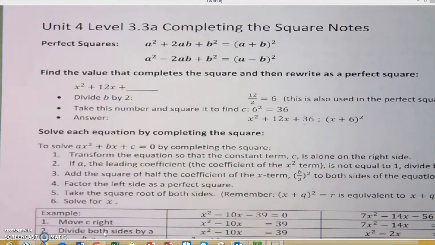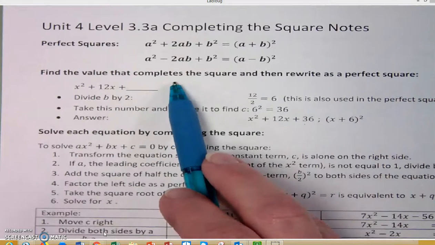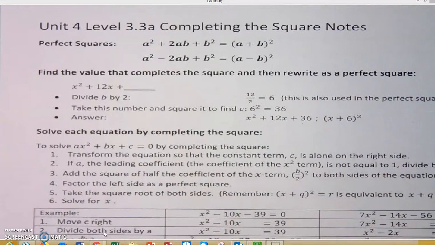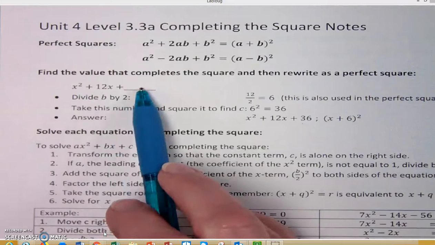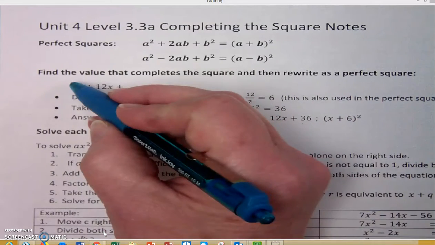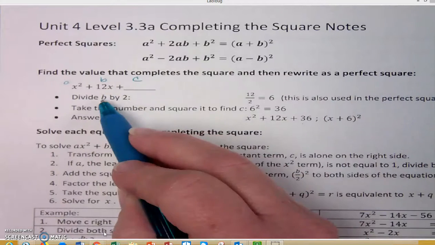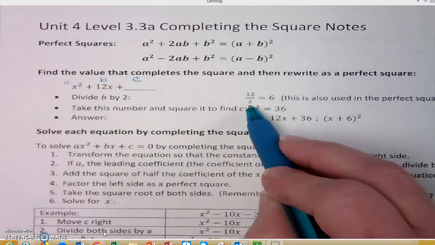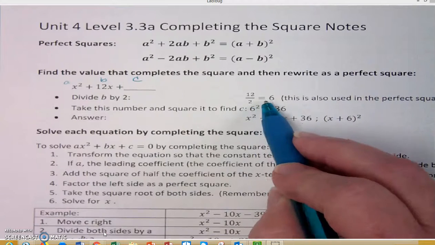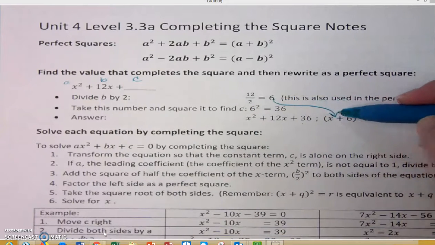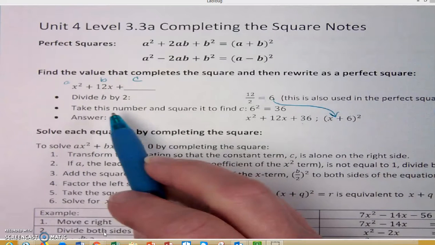So first, let's go over what it looks like to complete the square. We're going to find the value that completes the square and then rewrite it as a perfect square. So x squared plus 12x plus blank. What would go here? First, we need to take our b. Remember, this is our a, this is our b, and this is our c. We take our b, which is 12, and we divide it by 2, and we get 6. This is also what we're going to use whenever we write our perfect square.